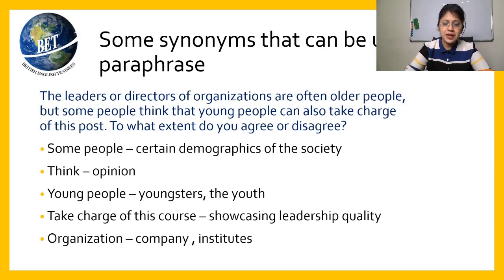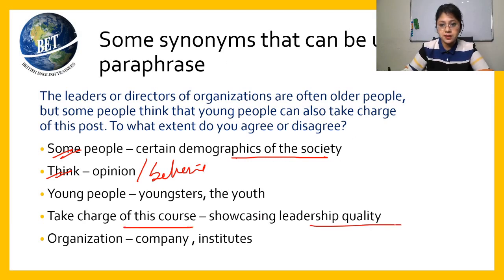Next, let's have a look at some keywords which have been changed in the question and then use them to paraphrase our question. Some people picked up from the question can be used as certain demographics of the society, certain individuals, some individuals. Think could be opinion, belief. Young people could be youngsters, the youth. Take charge of this course could be showcasing leadership quality. And organization could be substituted with words like company, companies, institutes.